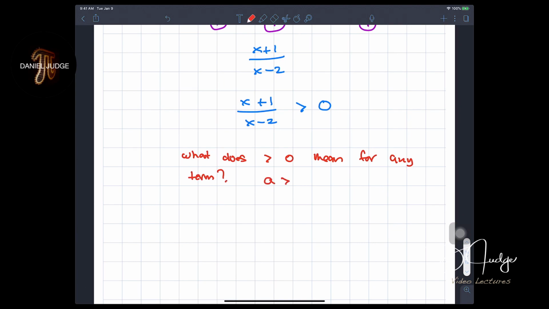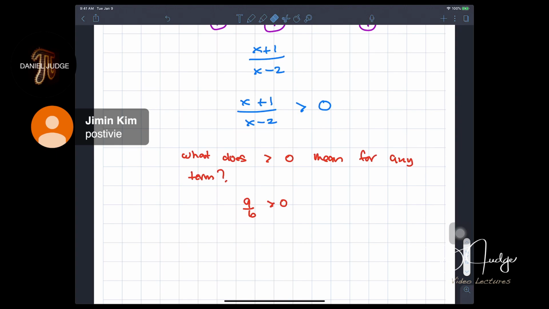And I gave you a definition yesterday. I know it's a different A, because I said A over B. So how about if I just say this? It's kind of the same thing, right? What does that mean? Does anybody remember from yesterday? What does it mean to be greater than 0? Yes. Thank you, Jimin. It means it's positive. That's what that means. So when you see bigger than 0, they want to know, where is this fraction positive? Thank you, Carmen.